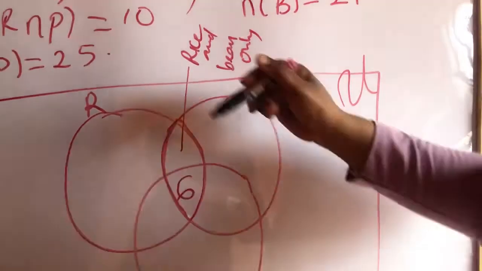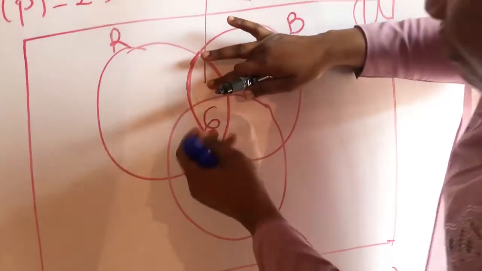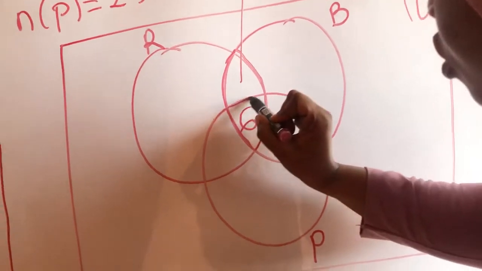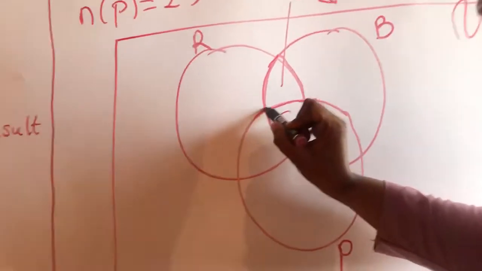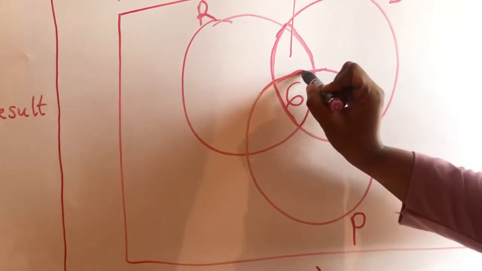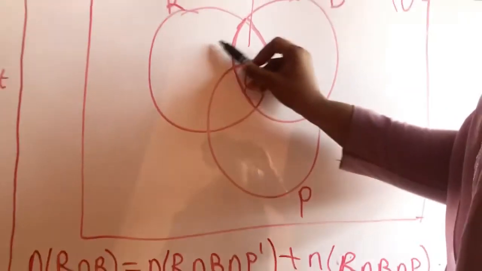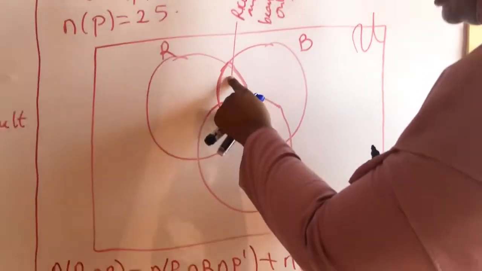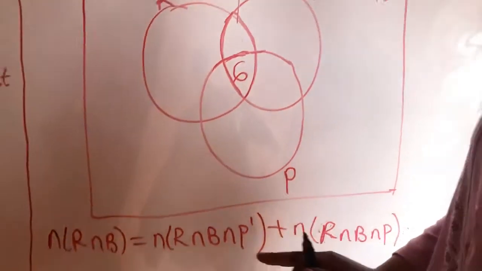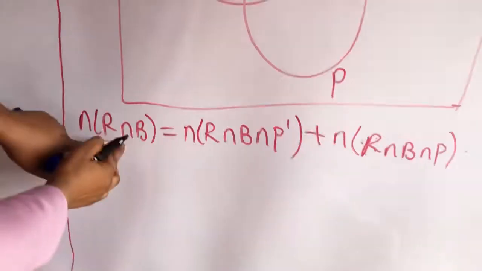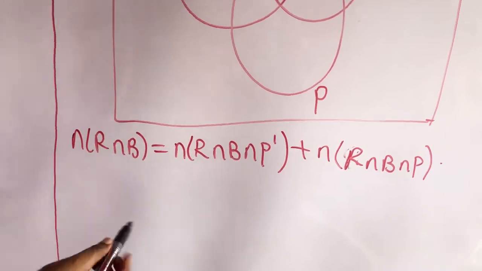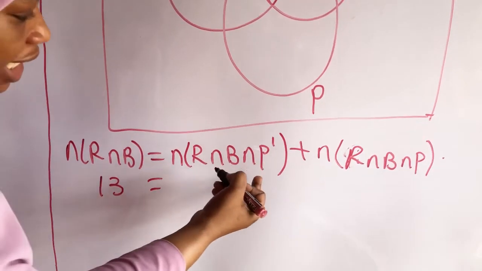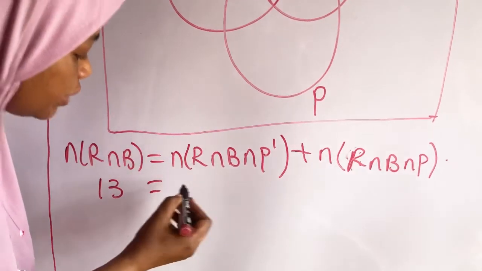You can see that this place doesn't have anything to do with plantain at all. This is the boundary for plantain. So the plantain doesn't go beyond this place. So this place is for rice and beans only. So we want to calculate those that liked rice and beans only. Having known those that liked rice and beans, they are 13. So we can easily find those that liked rice and beans only.